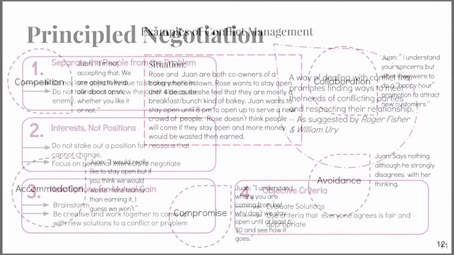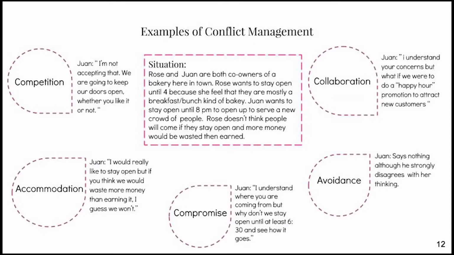Next, we have 3 different examples of conflicts that played out between different kinds of people and how they were resolved and what should have been done versus what happened. First, we have an example of conflict management. This is a situation where both Rosa and Juan are co-owners of a bakery here in town.